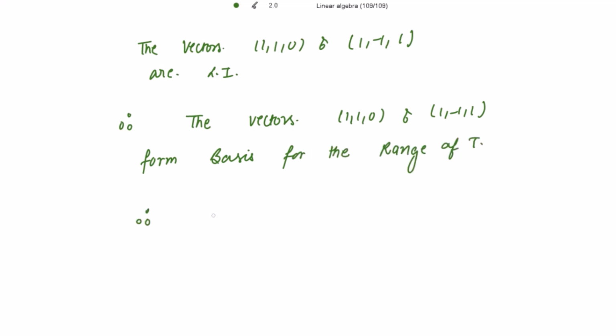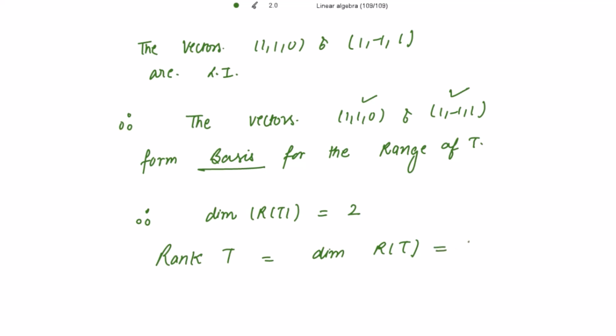So therefore, the dimension of the range of T is equal to the number of vectors present in the basis. So 2 vectors are there, right? So the dimension of the range of T is 2, and because the rank of T is equal to the dimension of the range of T, this is also equal to 2. So the rank of T is 2.